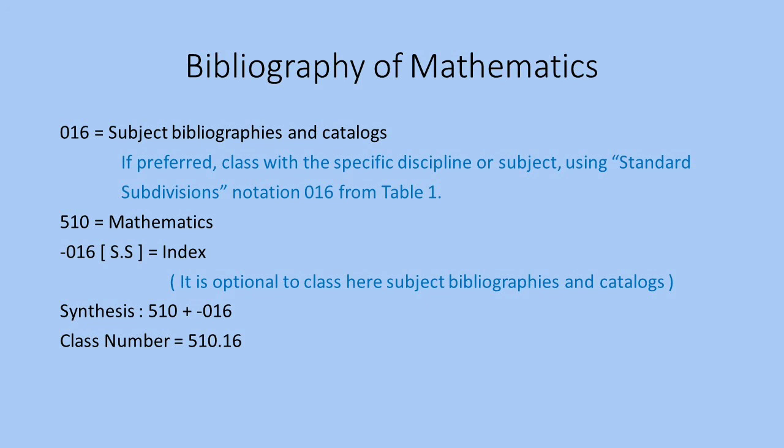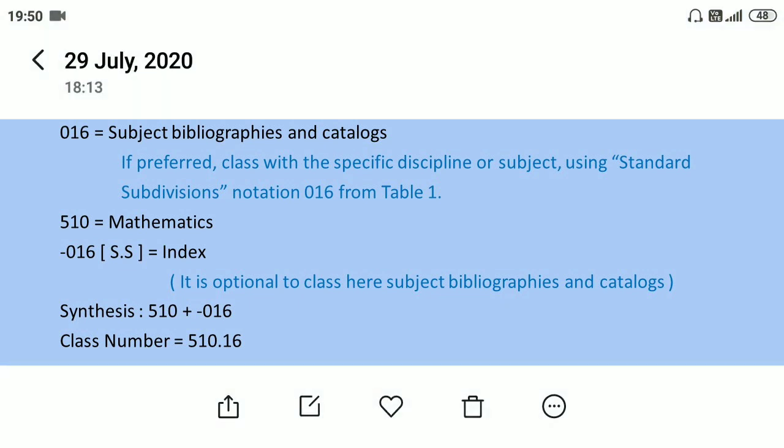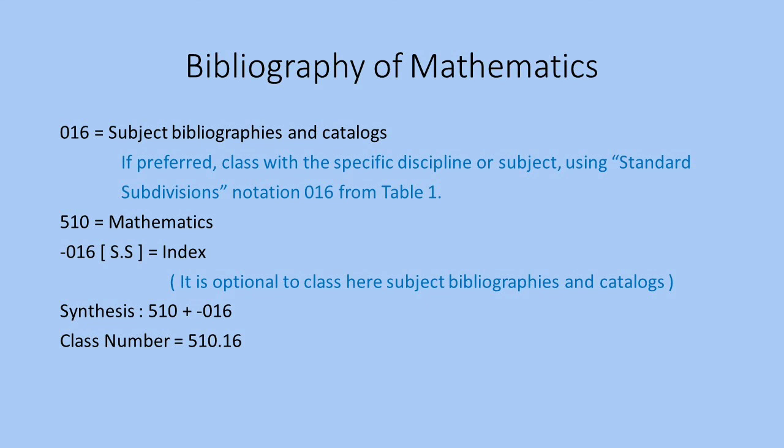So the synthesis will be like this in this case. The mathematics will come first. After that, we can add the notation of bibliography from table 1. 0-016 is the notation from table 1. The class number in that case will be 510.16. Here is also a rule.